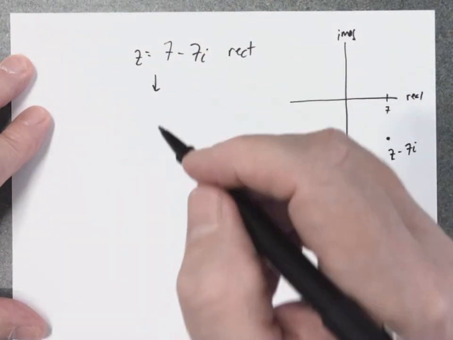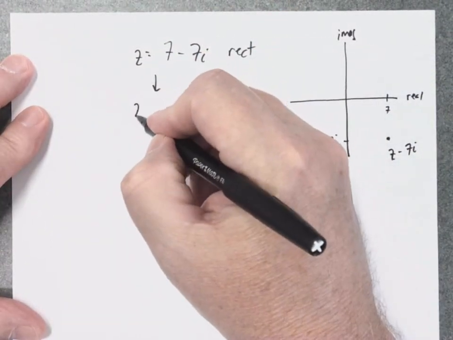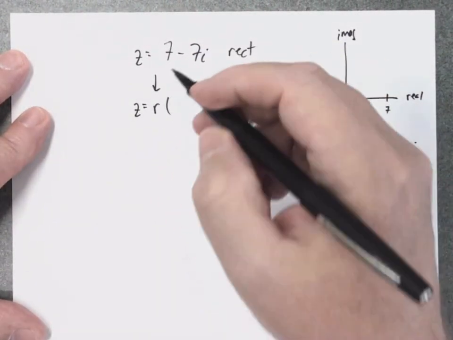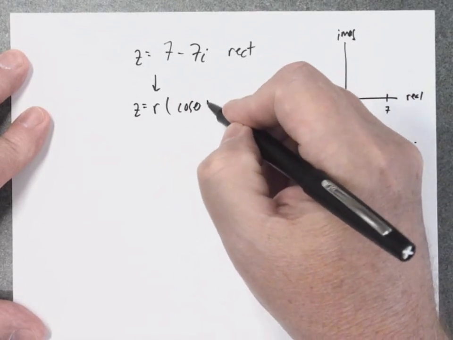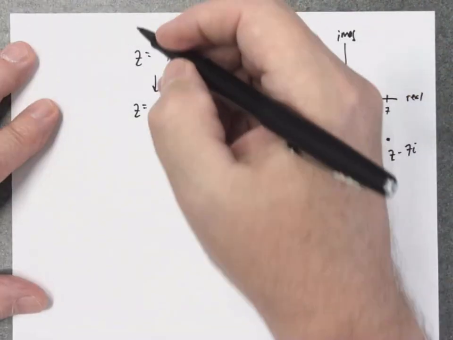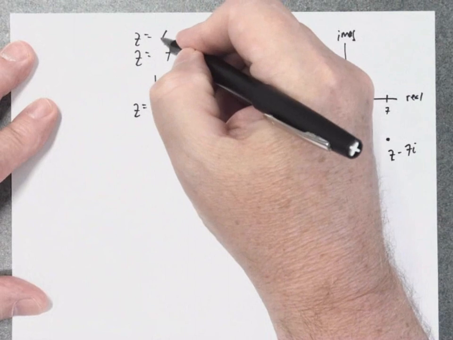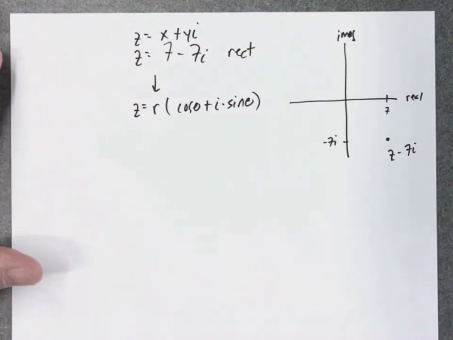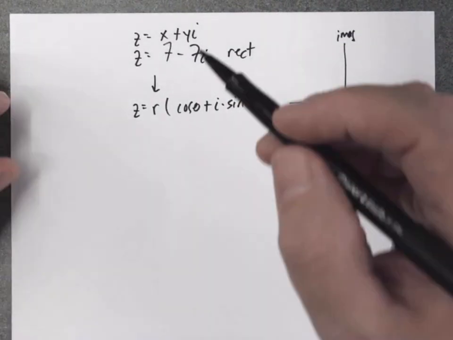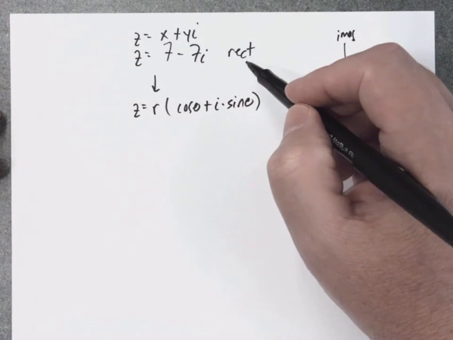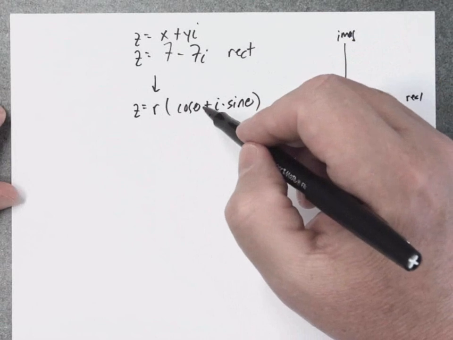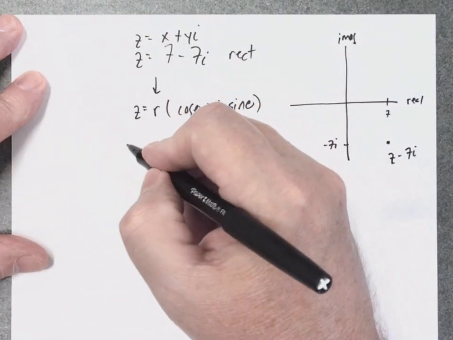Now, let's write this in polar form. The standard equation of a complex number in polar form is r times cosine of theta plus i times sine of theta. In rectangular form, it's x plus yi, so x is 7 and y is negative 7. To rewrite this complex number in polar form, we have to figure out r and theta. Well, let's just go and do it.